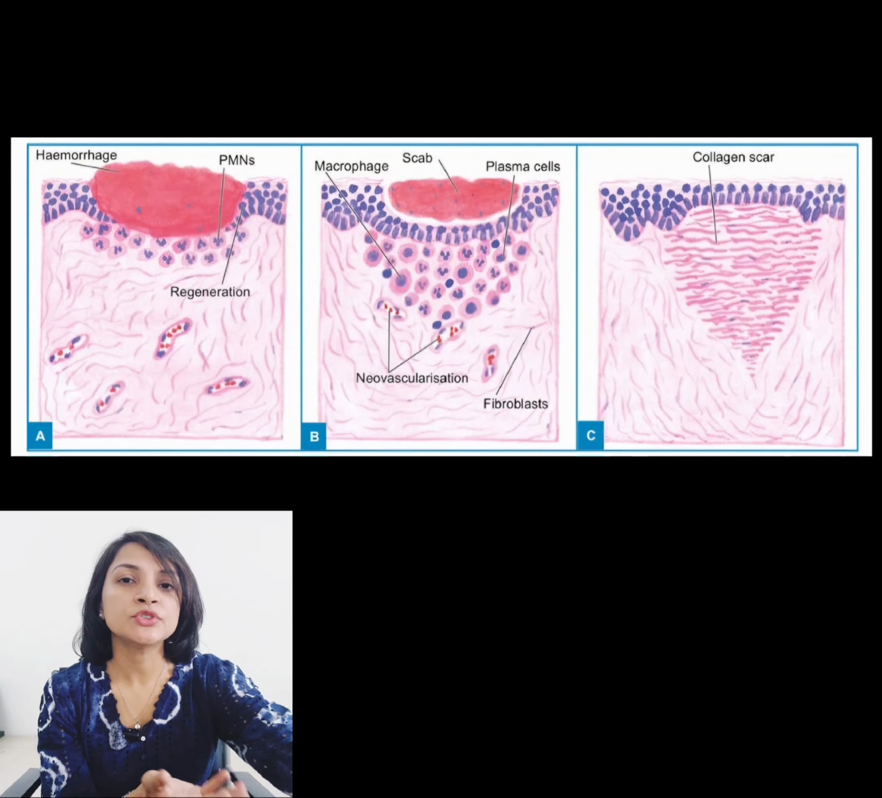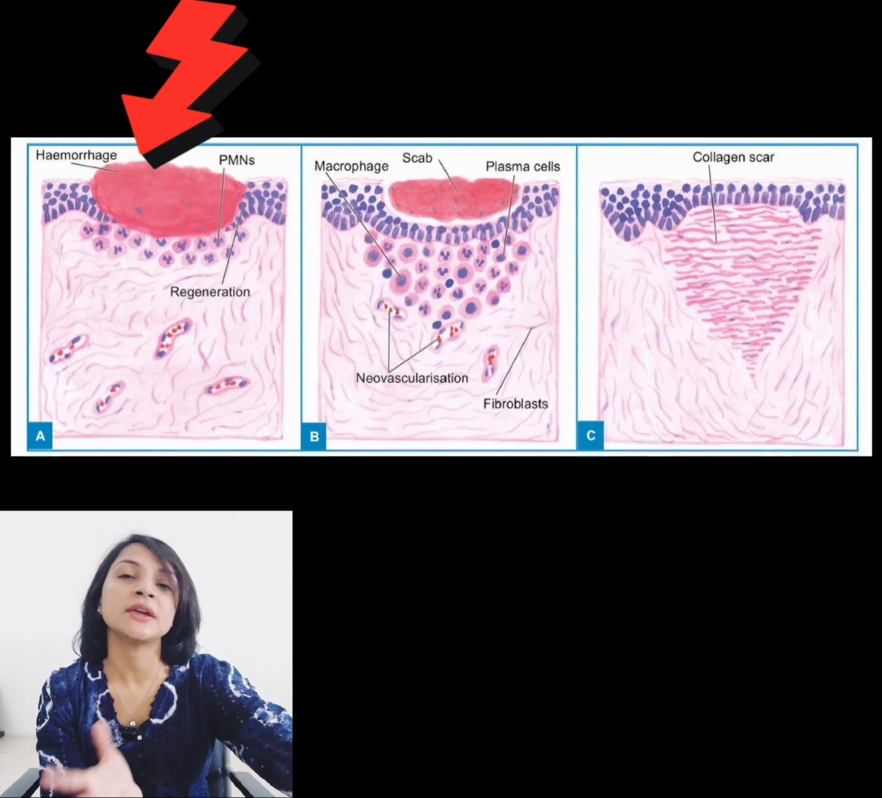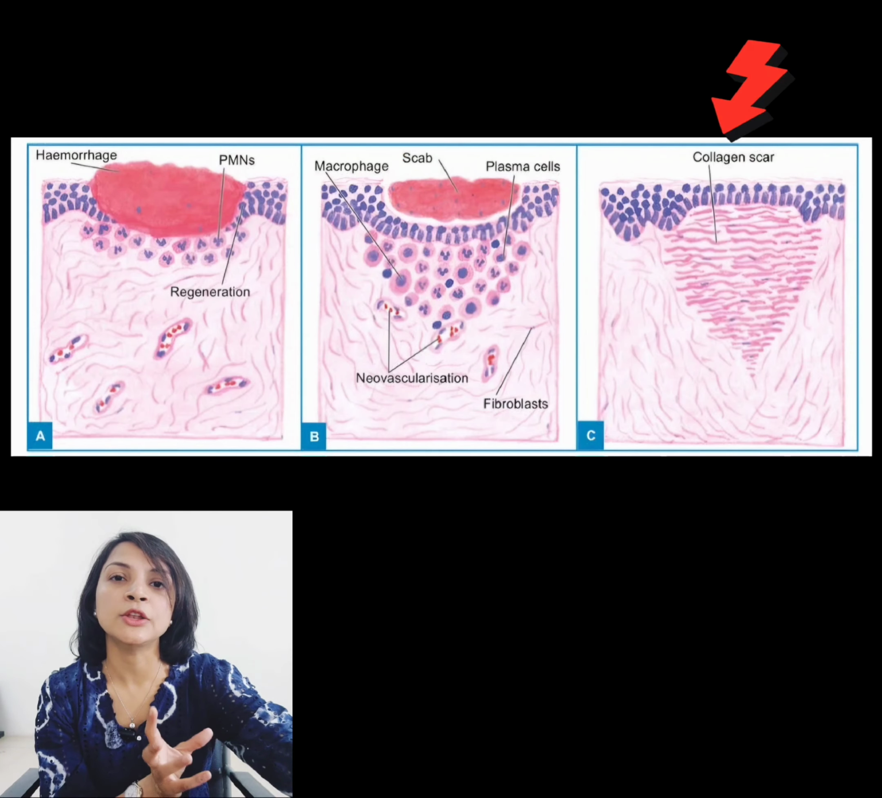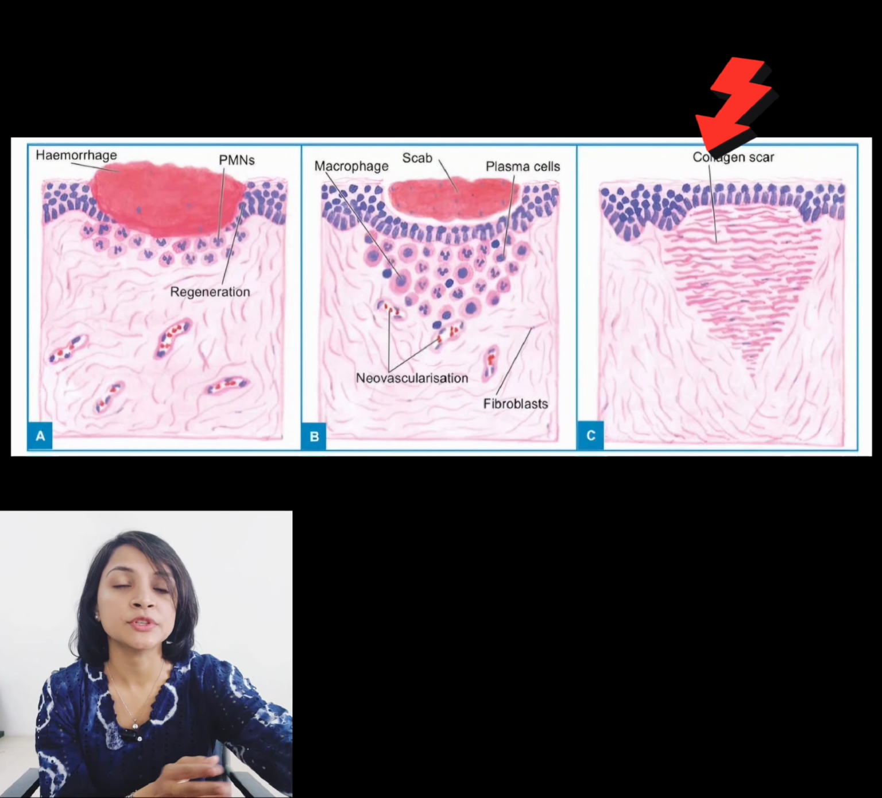This is the image showing the same process of wound healing. You can see the hemorrhage, and then there is a proliferation of the granulation tissue and a big, ugly-looking scar. There is collagen deposition as well.